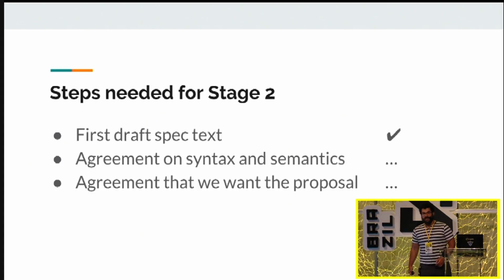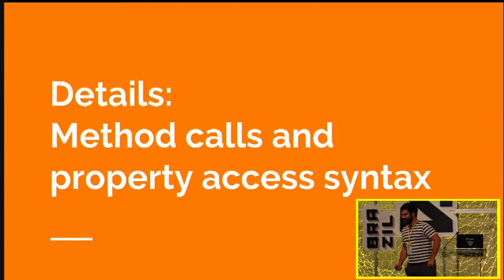So for stage 2, each stage has requirements for reaching it. And so for stage 2, we need a draft of what the specification would look like, which we have. And we also need to have an idea of what the semantics and syntax will be, and be in agreement about the first steps, which we're not really at yet. So next I'll talk about some of the open disagreements about the syntax and semantics. And then we also need agreement among the committee that we want to go forward with this proposal, that it's worth it to add a new language feature.